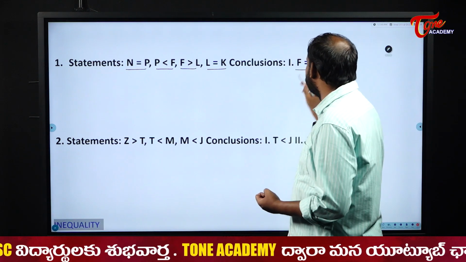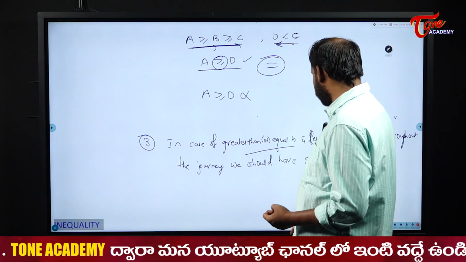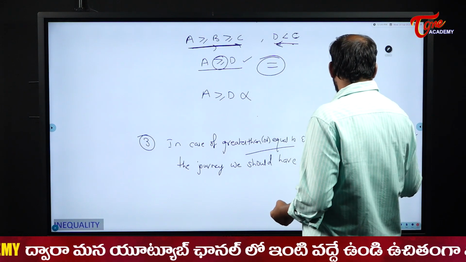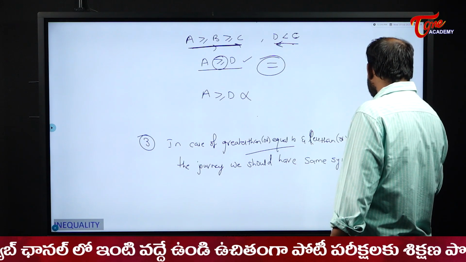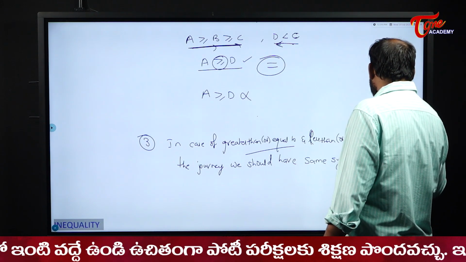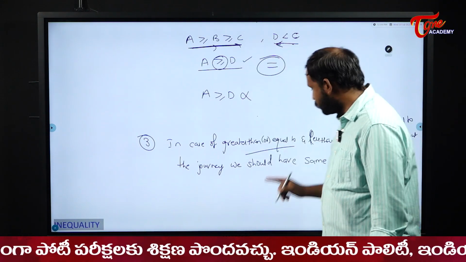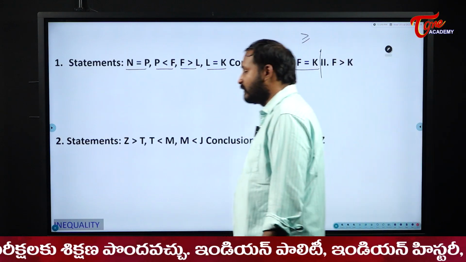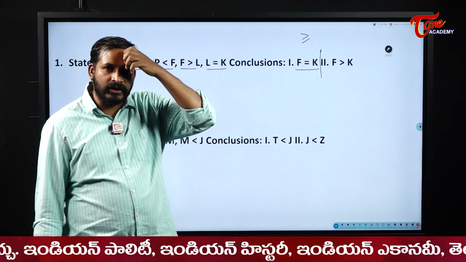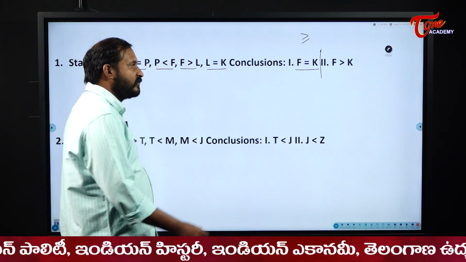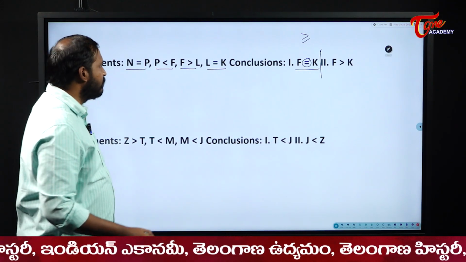First, in case of equal to, please add the equal to symbol also here, or equal to, less than or equal to, or and equal to. So throughout the journey we should have the same symbol. Equal to also include this one in this one. Now see here, F is equal to K. I should travel from F to K, and throughout my journey I should have equal to symbol only. Definitely I should have equal to symbol only.